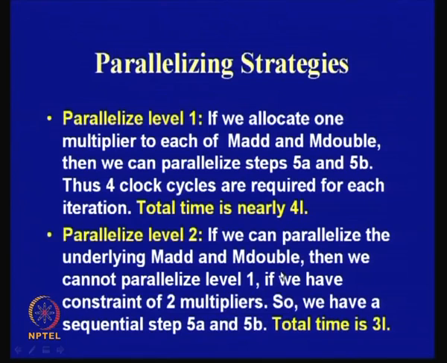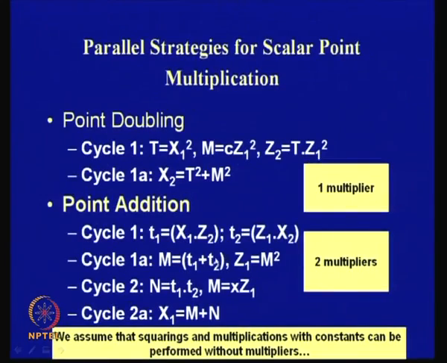But suppose you can parallelize the underlying M add and M double, then you cannot parallelize level 1, because you have again a constraint of 2 multipliers. If you parallelize the underlying M add and M double, that means you have given 2 multipliers to this, because that is the way you can parallelize this. Then you cannot do the addition and doubling simultaneously, because you have a constraint of 2 multipliers, right, because you do not have 3 multipliers.